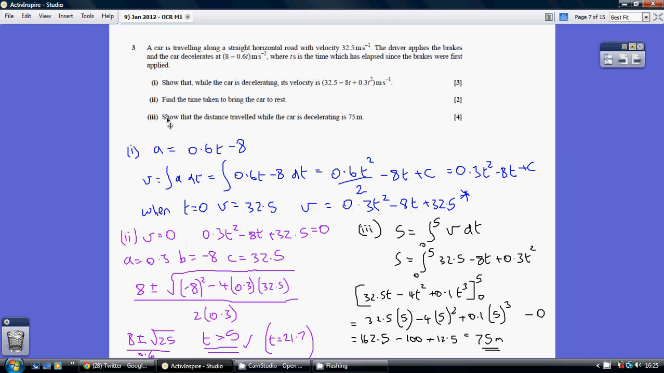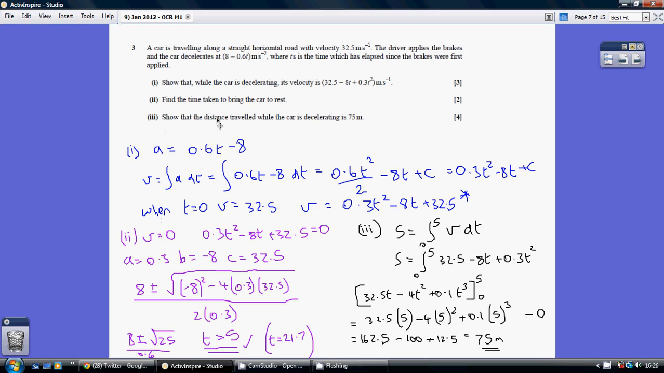Now for part 2, find the time taken to bring the car to rest. Well, at rest the velocity equals 0, so we need to solve our velocity quadratic equation equalling 0. So using the formula with a being 0.3, b minus 8, c 32.5, substituting it in, remember the formula is minus b plus or minus the square root of b squared minus 4ac all over 2a, and this gives us two values in theory, but we want the shortest period of time, 5 seconds.